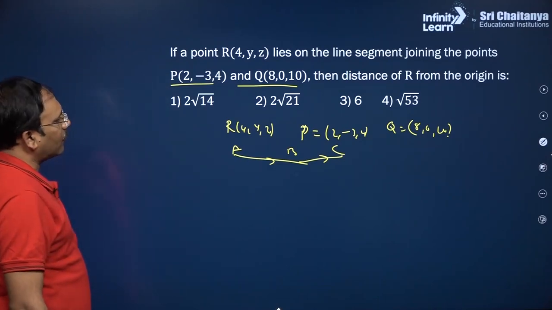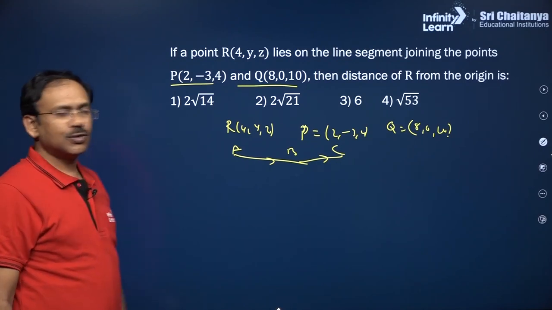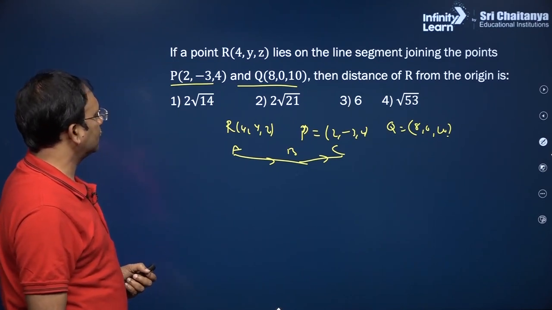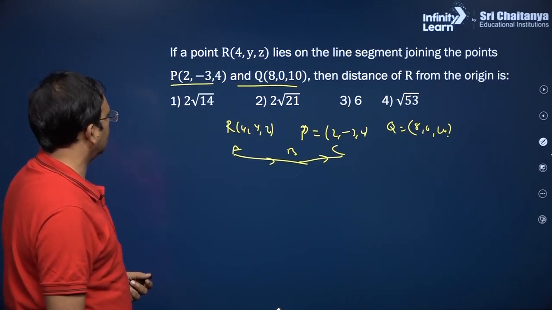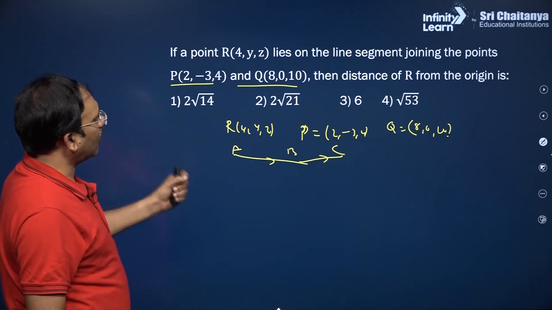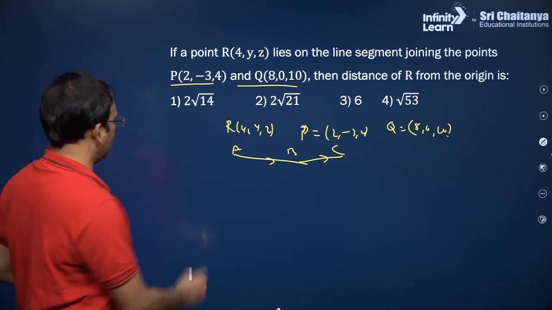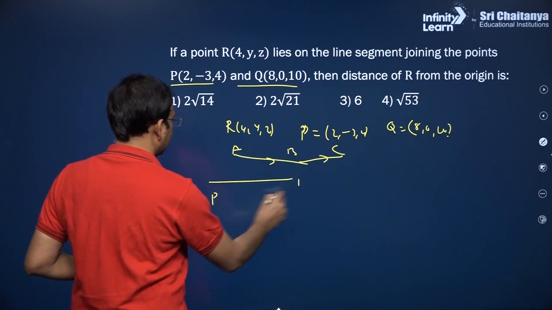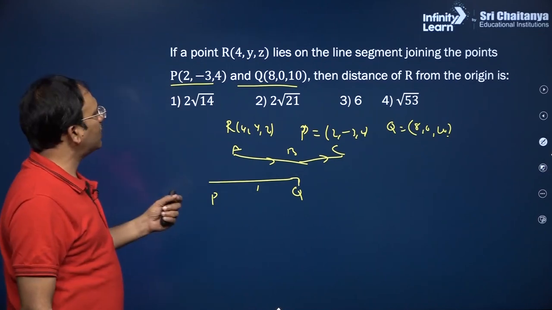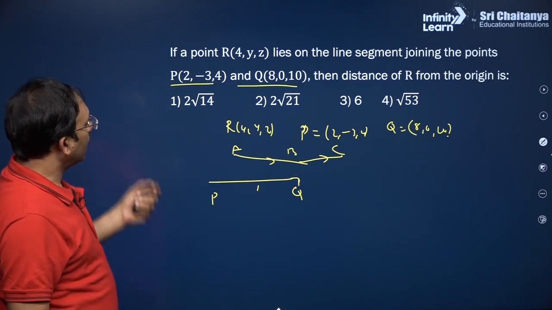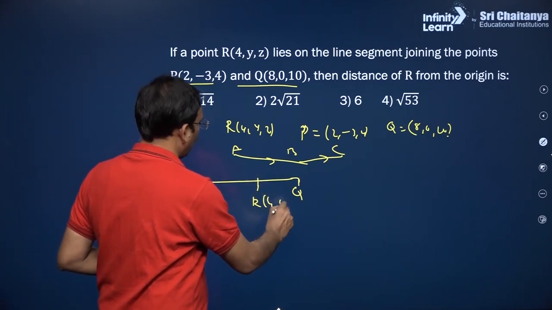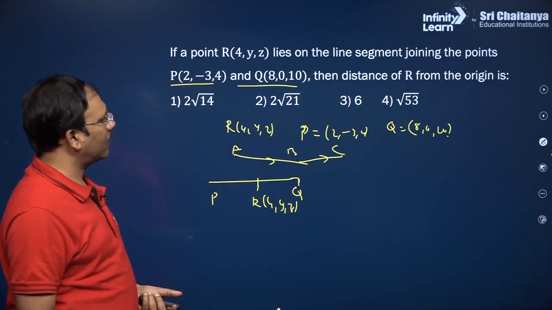We want the distance of R from the origin. So, my dear friends, here what you can do is this. This lies on the line segment joining the points P and Q at a distance of R from the origin. So, you see, my dear friends, a point R lies on the line segment joining the two points P and Q. So, PQ, there may exist some line and this is the one. What did he say here? P and Q are the points. If R lies on the same line segment somewhere, say R is equal to (4, y, z), these three points are collinear, my dear friends.